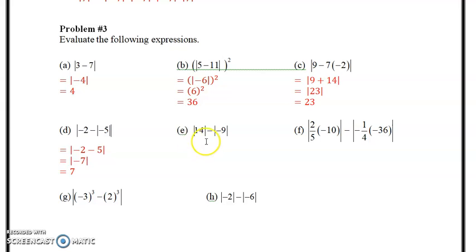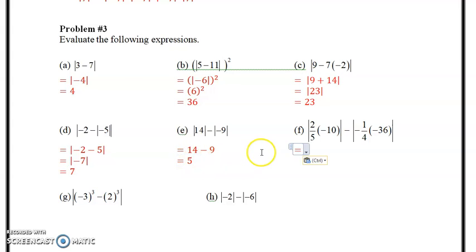The next one here, we have the absolute value of 14 minus the absolute value of 9. So it's pretty straightforward with this one. Absolute value of 14 is 14. Absolute value of negative 9 is 9. So it just becomes 14 subtract 9. And that equals 5. That's it.